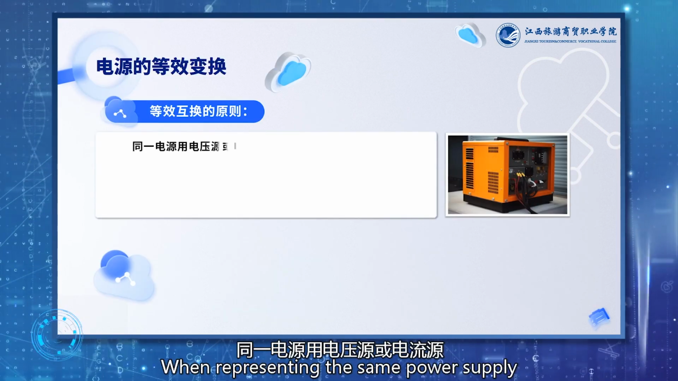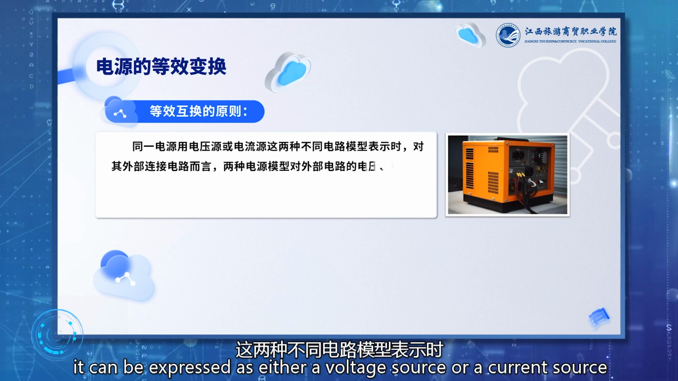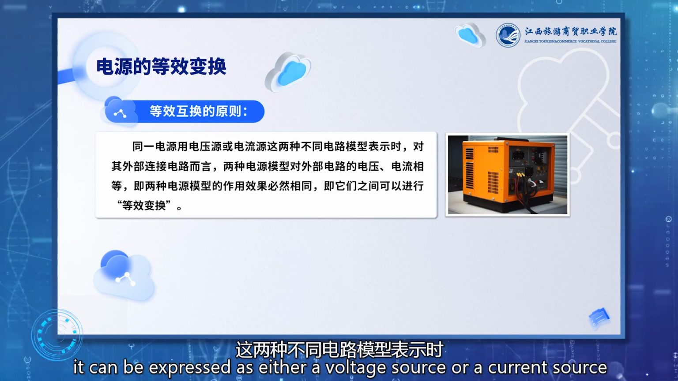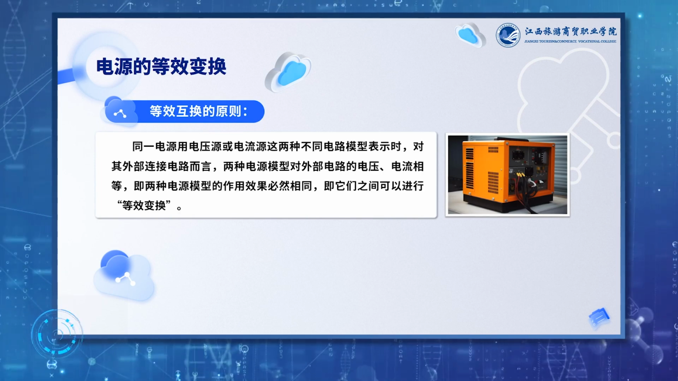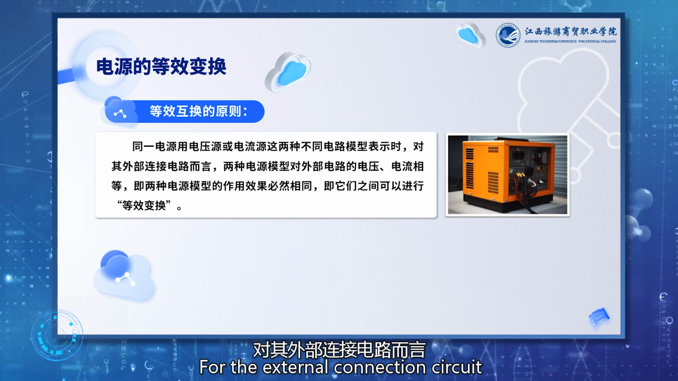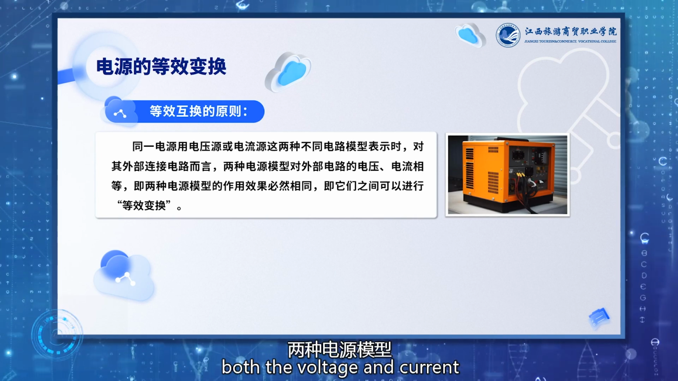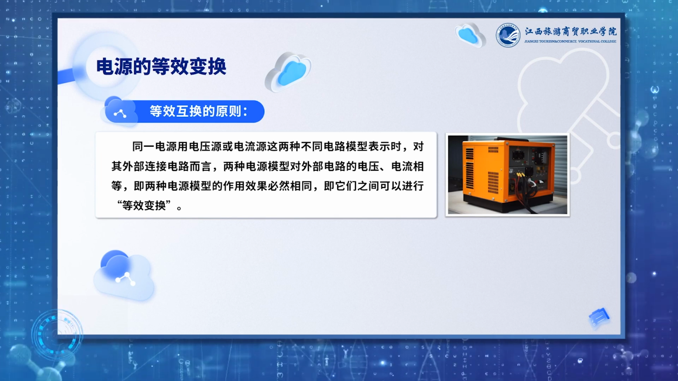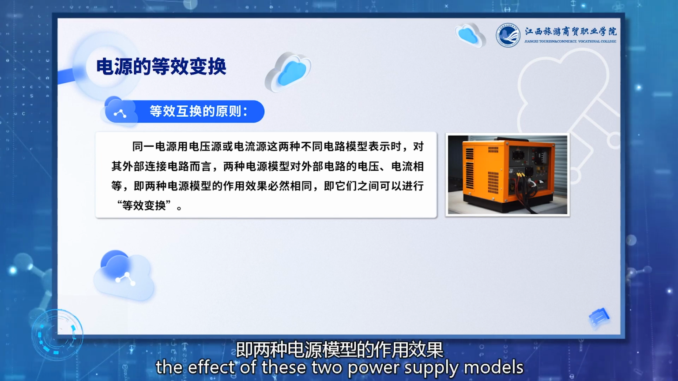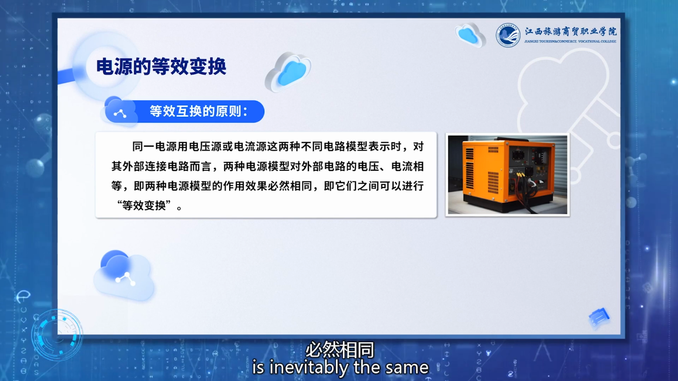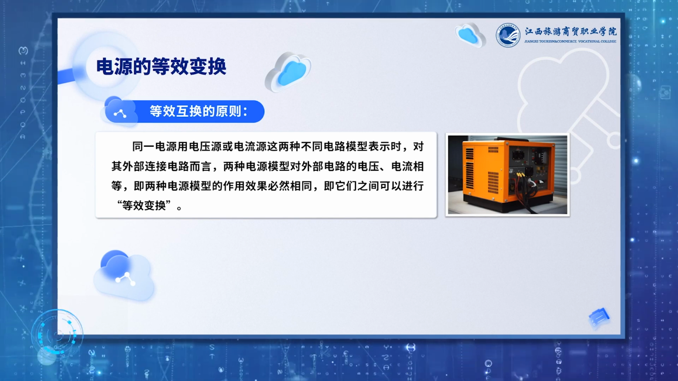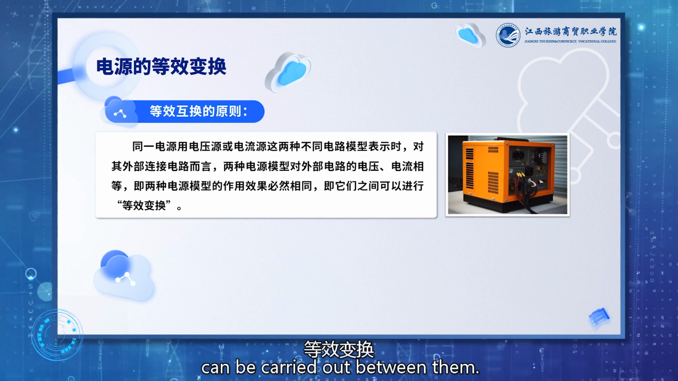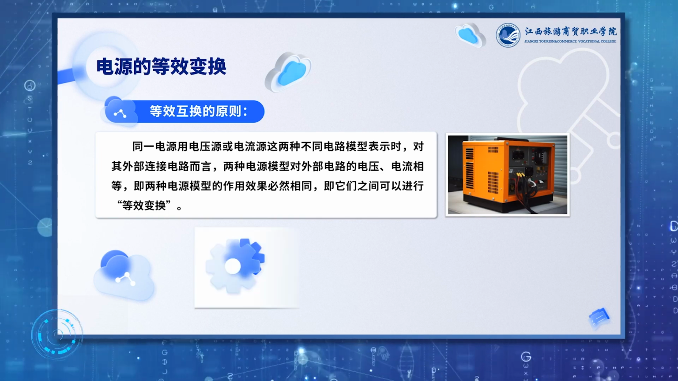When representing the same power supply, it can be expressed as either a voltage source or a current source. For the external connection circuit, both the voltage and current from these two power supply models are equal. This means that the effect of these two power supply models is inevitably the same, and an equivalent transformation can be carried out between them.